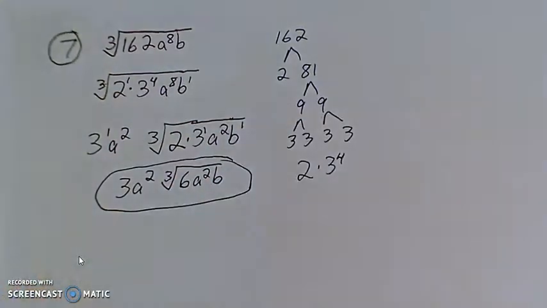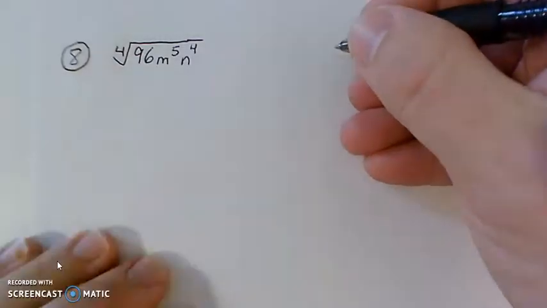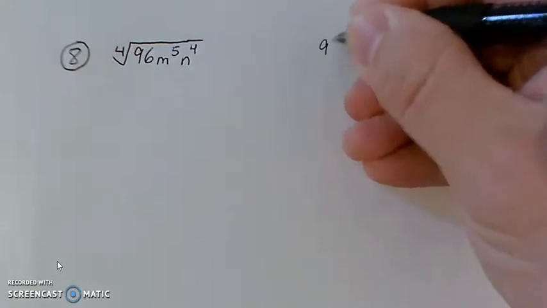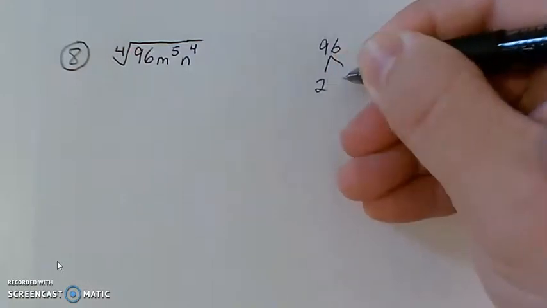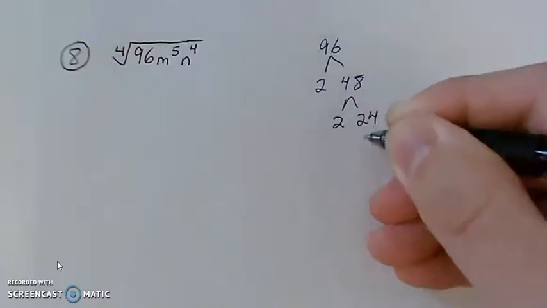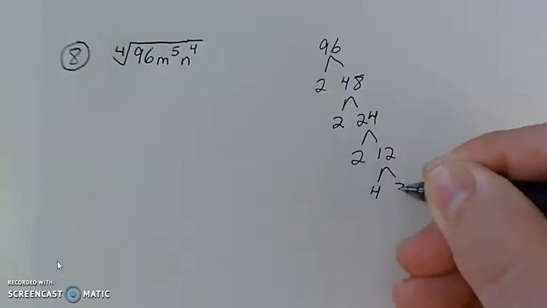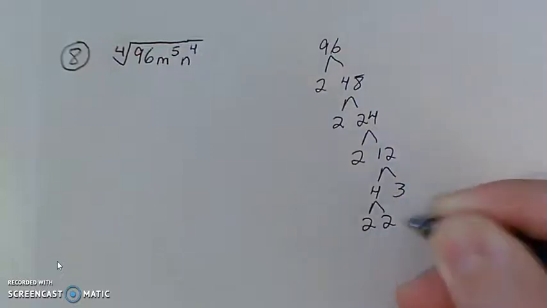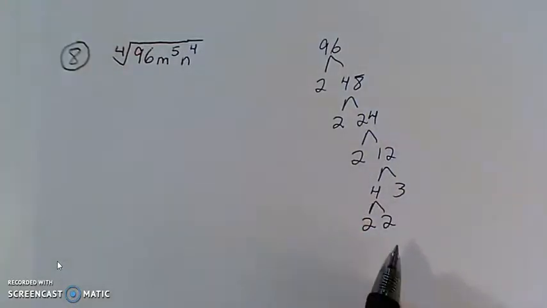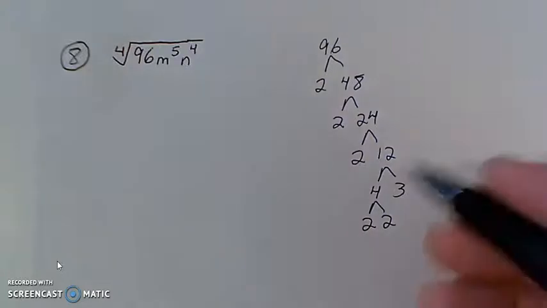And that wraps it up. I've even got a fourth root thrown in here, but it's going to be the same process. So 96 is the same as 2 times 48. 48 is 2 times 24, which is 2 times 12, which is 4 times 3, which is 2 times 2. If ever you're getting frustrated with me for how I'm making my prime factor tree that would be different than yours, it's fine. You should end up with the same prime factors.